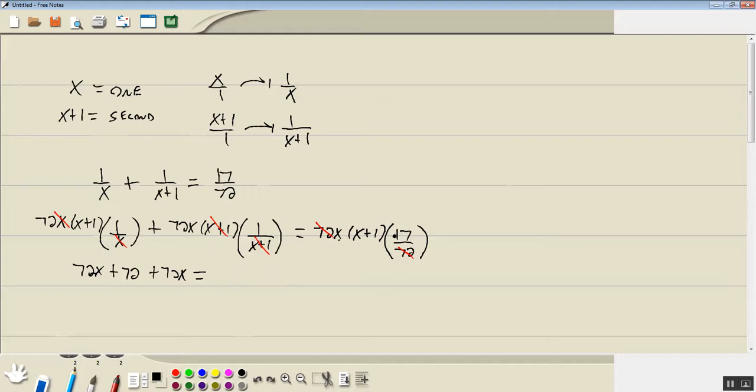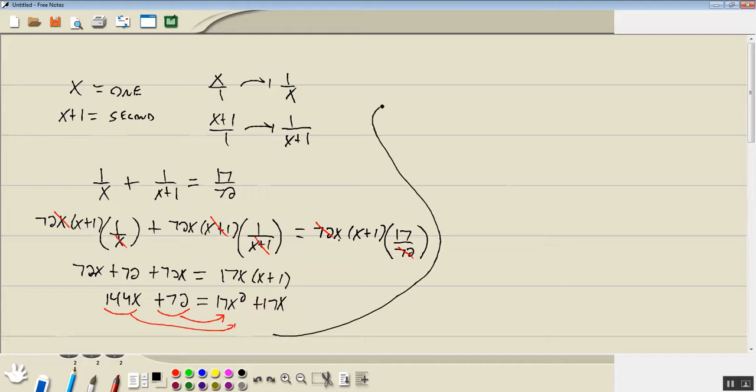There's an x here. So that's 17x times x plus 1. Okay, so that gives us 144x plus 72 equals 17x times x is 17x squared. 17x times 1 is 17x. That's a quadratic, so I want to get everything over on one side, so I'll move those over to the right side. So I got 17x squared plus 17x. The 144 becomes a negative 144x, and the 72 becomes a negative 72.